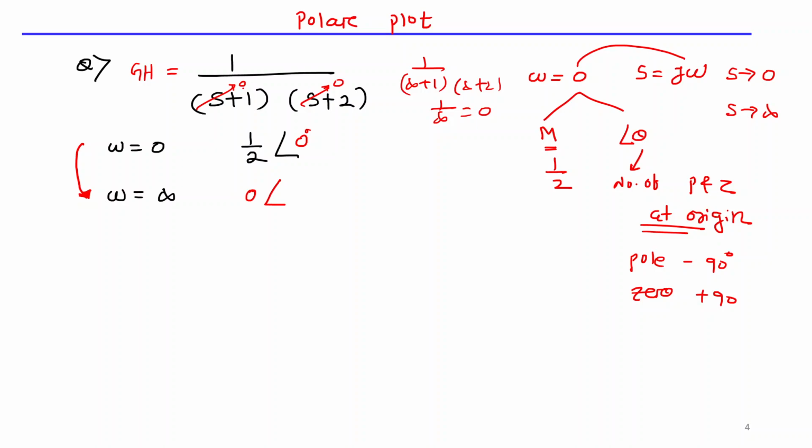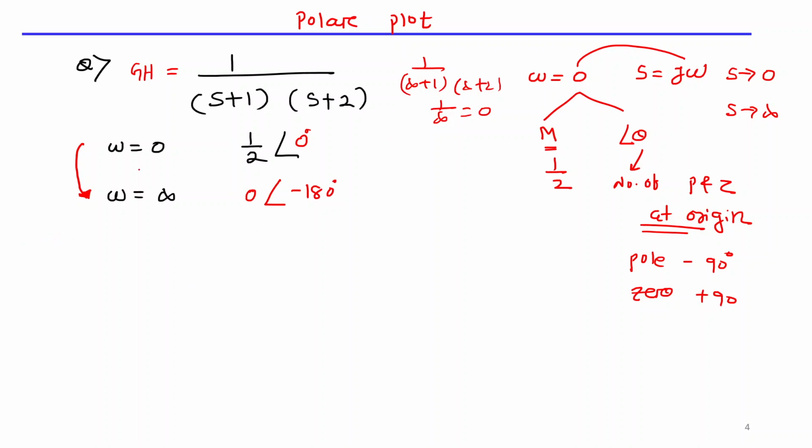And what is the angle? I told you, the angle is determined by the number of finite poles and finite zeros. But in this question, there is no zero. Forget about the zero. Only poles are there. How many poles are there? Two poles. One pole contributes minus 90, so two poles will contribute minus 180. Just write down minus 180.